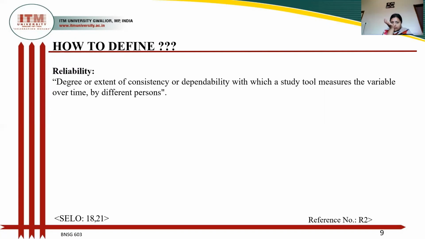Now next, reliability. For example, we take the same example of the weighing machine, the BP apparatus, or the thermometer. You weigh on the weighing machine twice or thrice, or you measure the temperature twice or thrice and take the readings. You measure yourself, and you also get it measured by others.